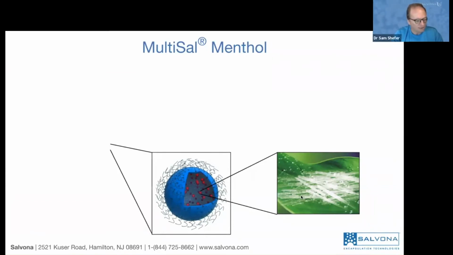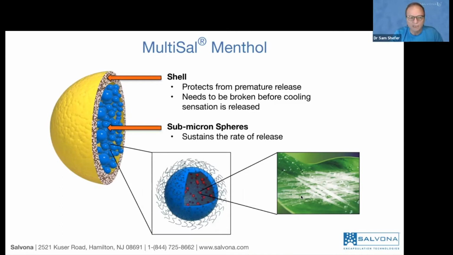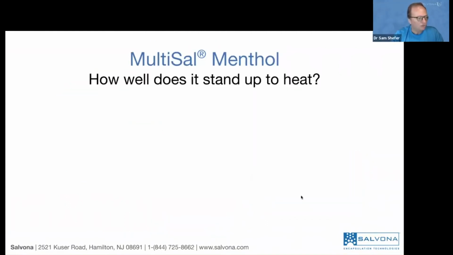Now they take the sal sphere and incorporate it in MultiSal. In this way, if you look into MultiSal, you will not be able to smell the menthol. So what does the shell do? The shell is protecting from premature release, and it has to be broken down in order to release the menthol. So there are different ways to release the menthol.